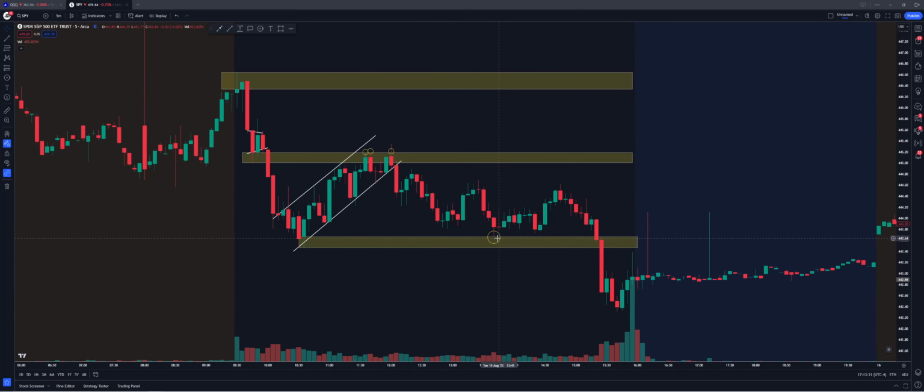So it's important. You might be thinking, how can we utilize these zones? What do they indicate?